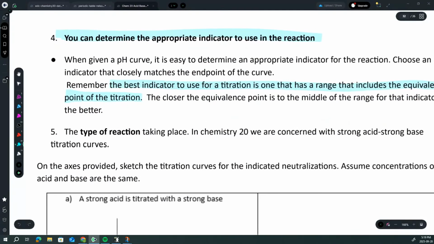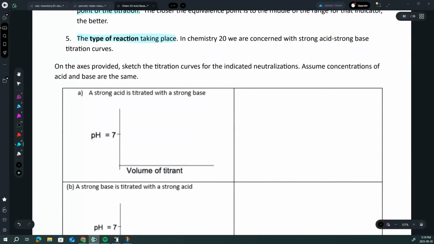The other thing that we can figure out from pH curves is the type of reaction taking place. So typically in Chemistry 20, we're only going to deal with reactions between strong acids and strong bases. However, in Chem 30, you start talking about reactions between strong acids and weak bases, or strong bases and weak acids, so on and so forth. Okay. So on the axes provided, sketch the titration curves for the indicated neutralization. So remember, a neutralization reaction is just a reaction that occurs between an acid and a base, and what is produced is water and some sort of salt. Okay, assume concentrations of acids and bases are going to be the same.